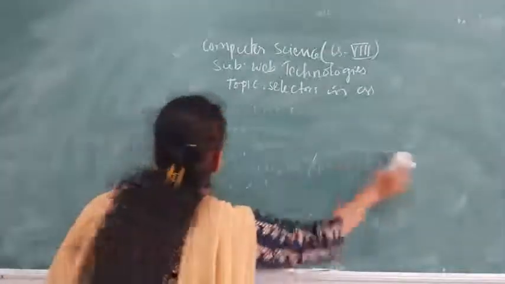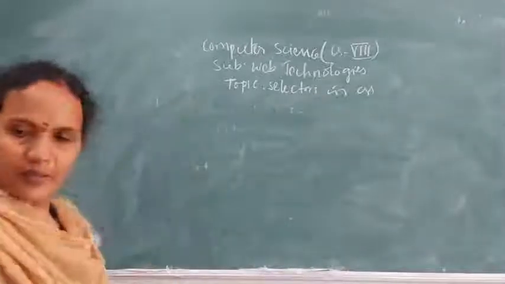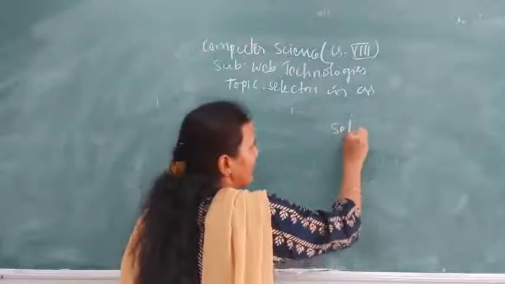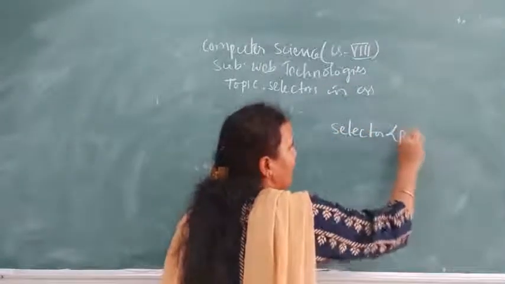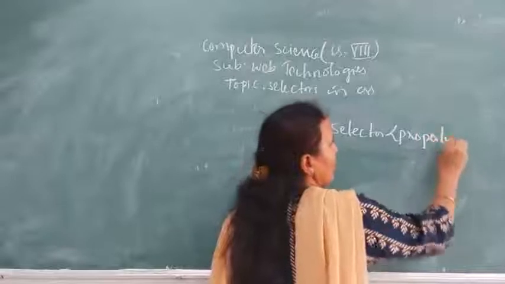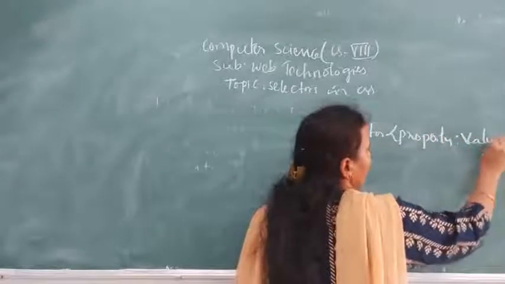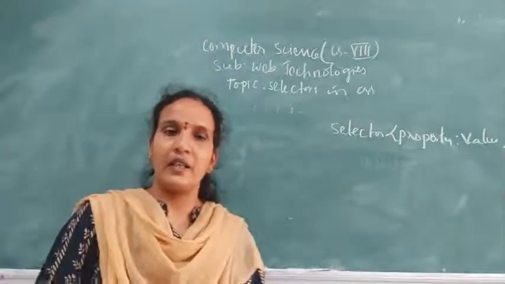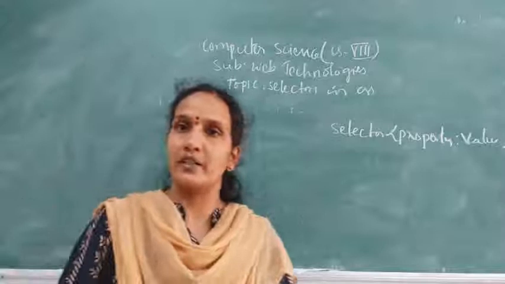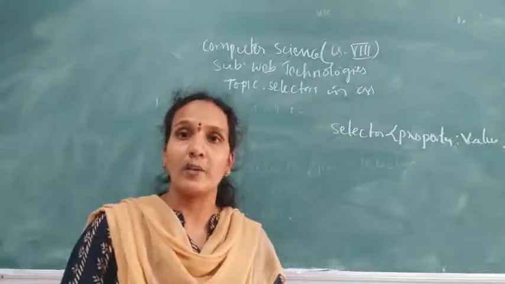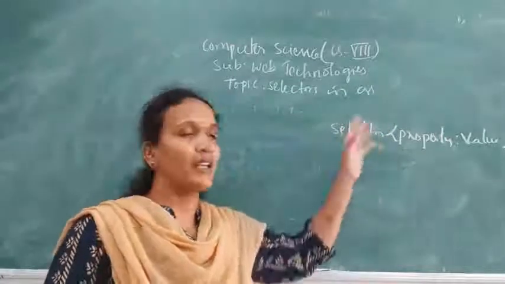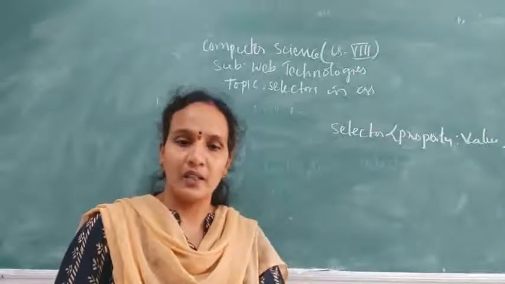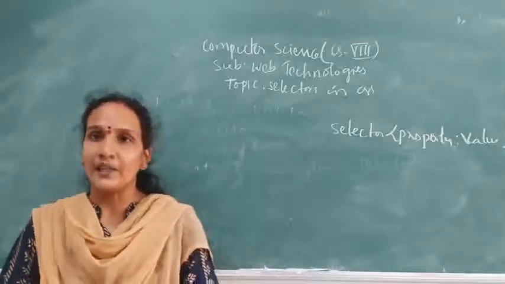Before going into the ID selectors, first I will give you the basic syntax of CSS. That is selector, property, colon, value, semicolon. That is the basic syntax. It may be an HTML selector, an ID selector, or a class selector, whatever type of selector it may be, that syntax is common for all the selectors. I have already explained class selectors and HTML selectors.